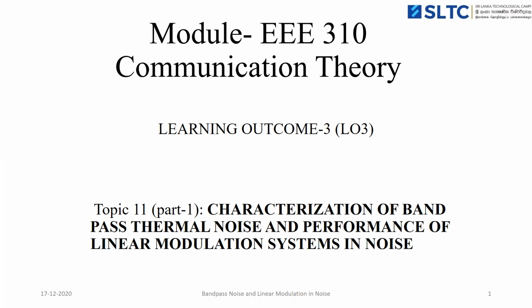Then we studied white noise. White noise has the power spectral density Gn of f equal to N0 by 2, where N0 is equal to the product of k and T, where k is the Boltzmann constant and T is the absolute temperature. And then when the white noise is passing through the filter, the filtered white noise has the output power equal to N0 G B, where G is the gain of the filter and B is the bandwidth of the filter.